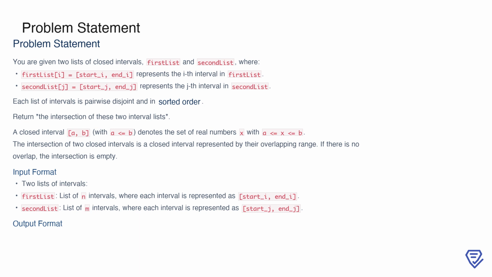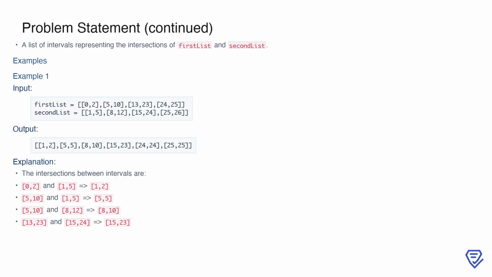Your task is to determine the intersections between the intervals from first list and second list. When two intervals overlap, their intersection is defined as a closed interval representing the overlapping range. For example, if two intervals [a, b] and [c, d] overlap, their intersection will be [max(a, c), min(b, d)]. If there is no overlap between two intervals, the intersection is simply empty. The goal is to return a list of all such intersections between the two given lists of intervals. The output of this problem is a list of intervals that represent the intersections of the two input lists.